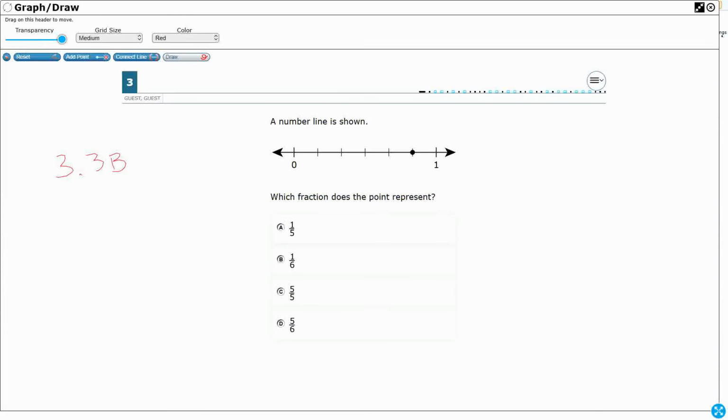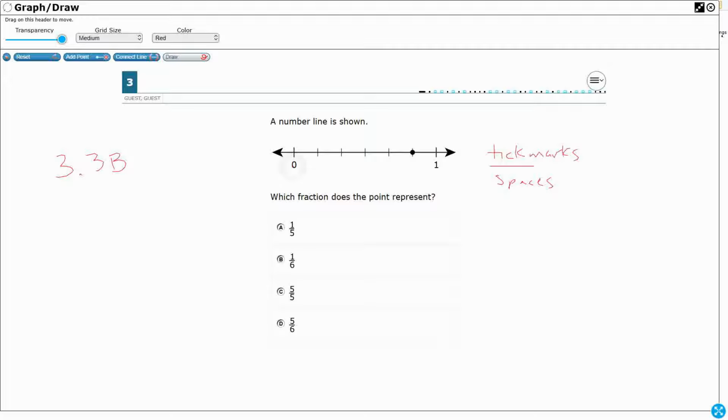And so we need to figure out what fraction this point represents. What we want to do is come up with a numerator and a denominator. Our numerator is going to be the number of tick marks, and then the denominator is going to be the number of spaces when we're dealing with a number line. So let's deal with tick marks.